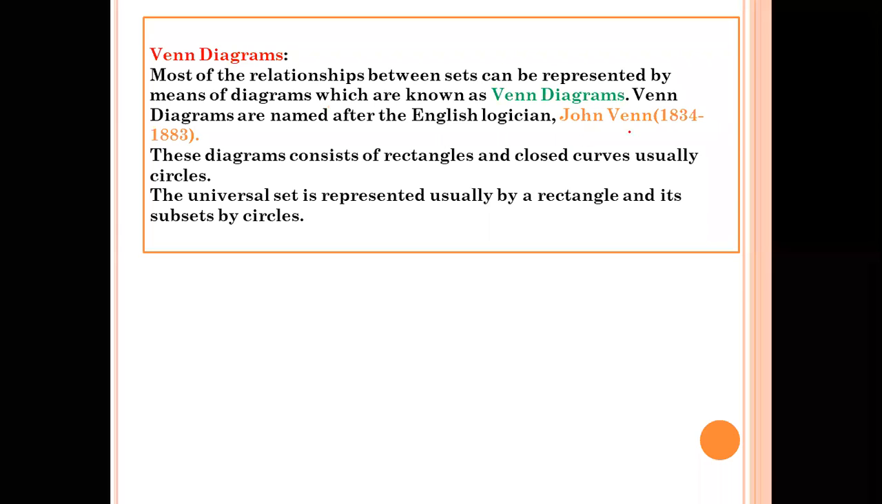Because it is named after John Venn. He is the one who found the Venn diagram. He is an English logician. Okay, he is not a purely mathematician. He is an English logician. Why do we call him a logician? Because we apply logic. In Venn diagrams we apply logic. This is not related only to mathematics.